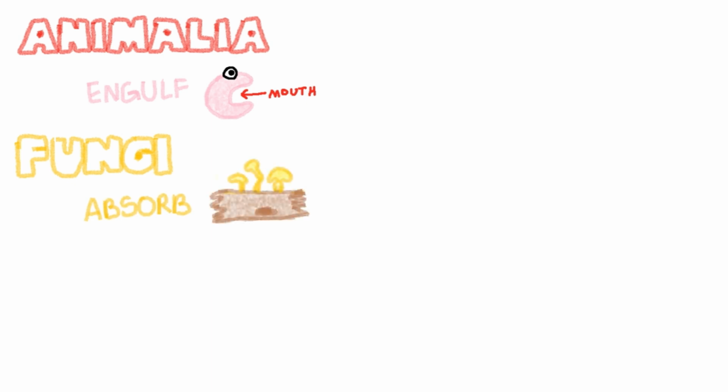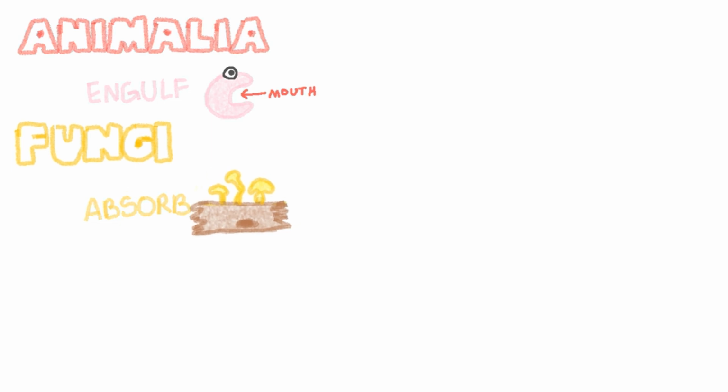And while they may seem similar, they differ from animals in a few key ways. For one, they eat different. Animals eat their food by engulfing, like with a mouth. Fungi, however, absorb their food. That's why you see mushrooms growing on logs and such. They're absorbing nutrients.